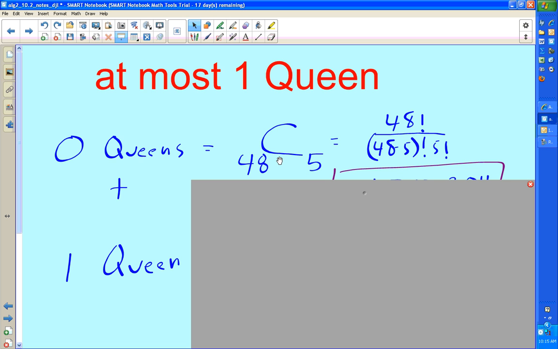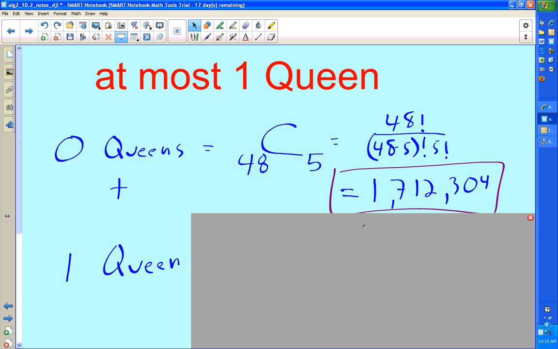Why 48? Because you're taking queens out of the deck. So we're choosing, if we're going to get no queens, they can't be in the group you're choosing, even though they're in the deck when you're dealing them. We're trying to figure out how many ways can we get a hand of 5 cards with no queens. There can't be a queen here to choose from. So you have to eliminate them from the possibility of being chosen. So there's 48 cards, taken 5 at a time, which is 1.7 million ways you could get 5 cards without a queen in your hand.